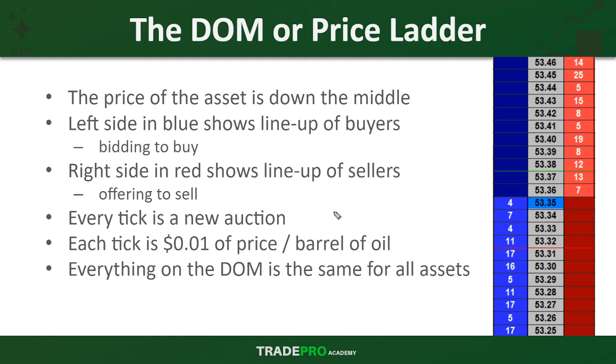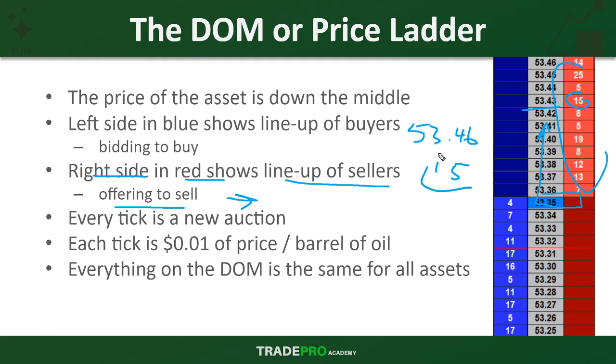Let me just point out, on the right hand side in the red, from the current market price and upward, we have a lineup of sellers offering to sell at these levels. So if we grab this level, 53.43, it has 15 offers sitting there. If you add 2 contracts to sell at that level, that becomes 17. Pretty simple in those regards.